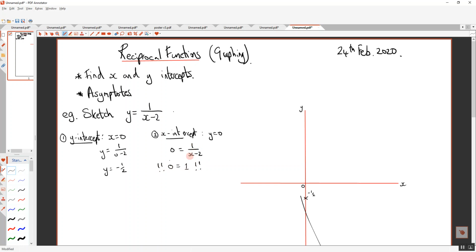There's no value of x that I can put into here that's going to give me an answer of 0 out. Agreed? There's no value that I can put for x that's going to give me a value of 0 out. So something weird is happening here. What do you think is likely going to be happening?